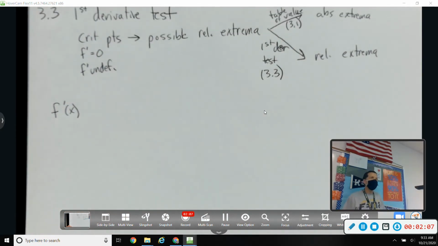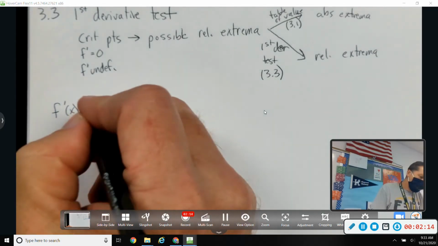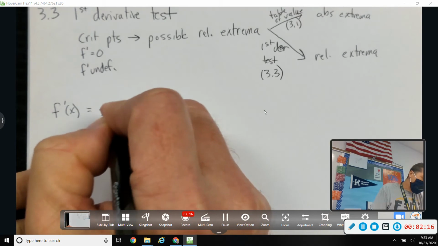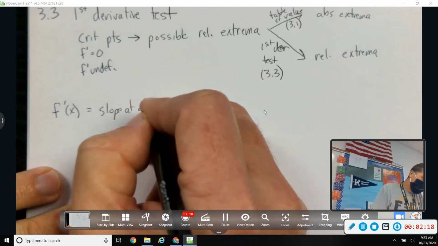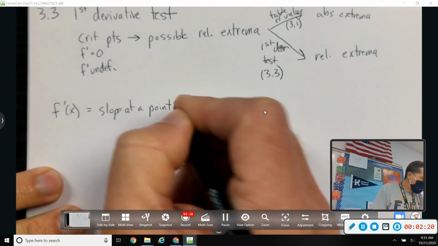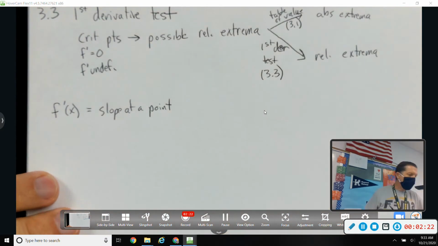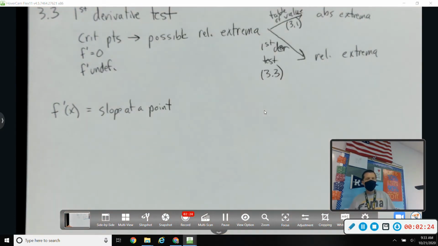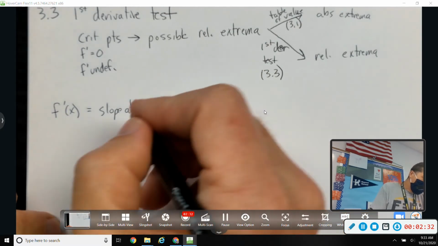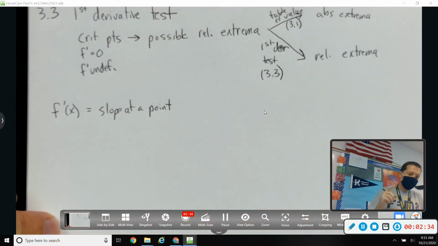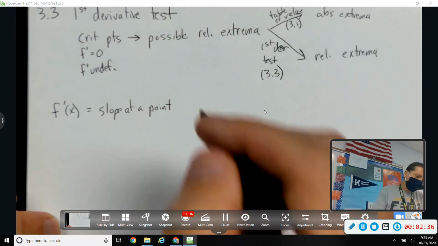F prime, a little bit more review here. What does the derivative tell you about the graph? Slope at a point. But the slope also can tell you, and this is the big buzzword we'll use for the rest of the year, the slope tells you if f is increasing or decreasing.